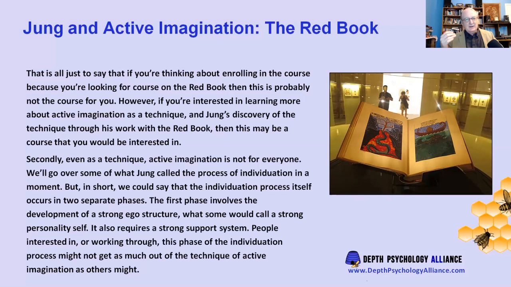But in short, I would say that the individuation process itself occurs in two separate stages. The first stage involves the development of a strong ego structure, what we could say a strong personality, or self-structure, as some people call it. And it also requires a strong support system.